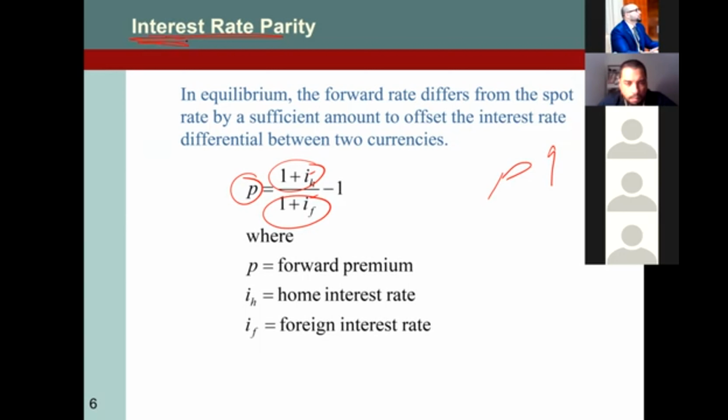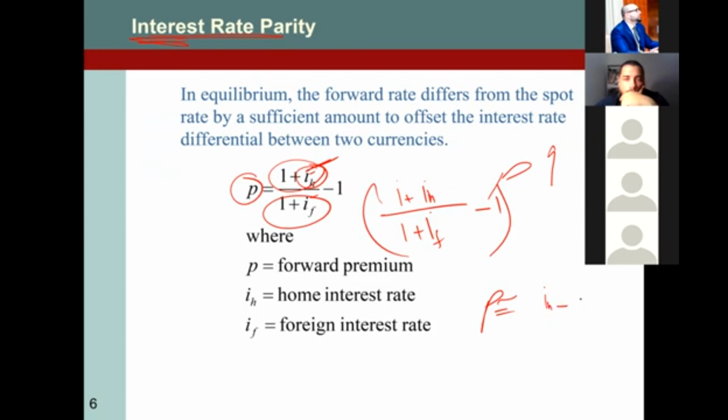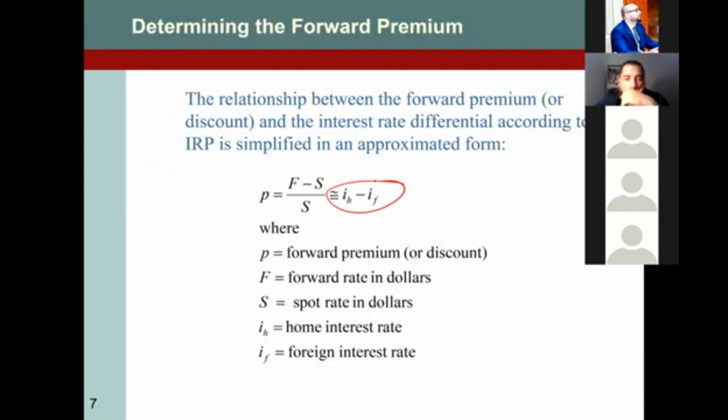Most of the students think that they know that, but whenever I ask again, throw them questions, then they confuse this with inflation. So interest rate parity includes interest. Inflation, or purchasing power parity, includes inflation. But the formula is the same: 1 plus the home interest rate divided by 1 plus the foreign interest rate. And if we want to put it in the simplest terms, it is approximately equal to home interest rate minus foreign interest rate, which is in the next slide as well, right?